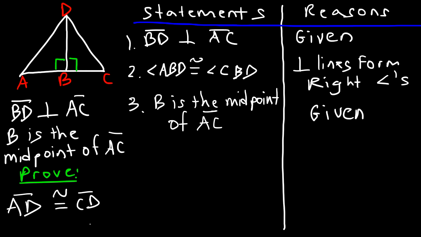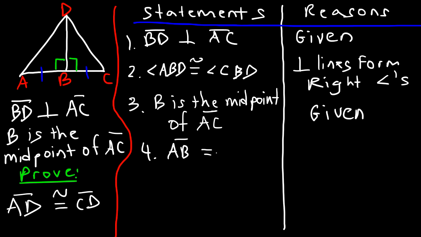Now, what conclusions can we draw from that given statement? If B is the midpoint of AC, what do we know? Well, if B is the midpoint, that means AB is congruent to BC. They have to be of the same length. And the reason for that is definition of a midpoint.